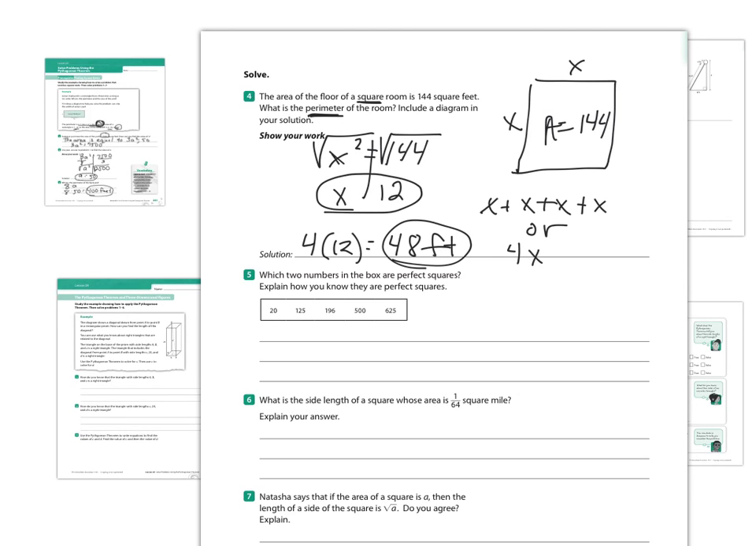Number 5, which two numbers in the box are perfect squares? Explain how you know they're perfect squares. Well, a perfect square is when you find the square root of a number and it comes out to be a perfect whole number. So basically what we would want to do, find the square root of each one of these values. If you find the square root of each one of these values, two of them, obviously, because the question says which two numbers, two of them will come out to be perfect squares. And the ones that are perfect squares are 196 and 625. That's a 5, by the way.